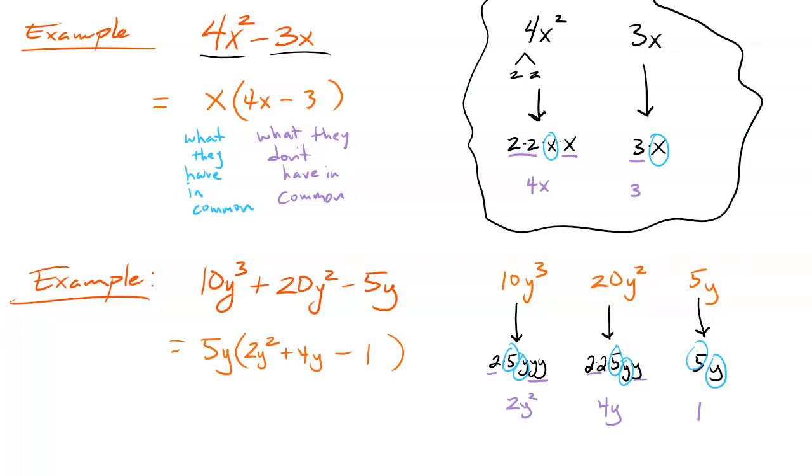And the reason we have to have that 1 there is if we took the 5y and then multiplied it back out, you need that 1 there so that 5y times 1 is 5y. So you have to have a 1 remaining when you're factoring out. Like if you factor everything out, a 1 stays.